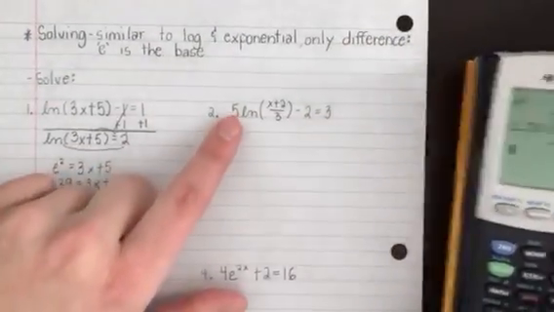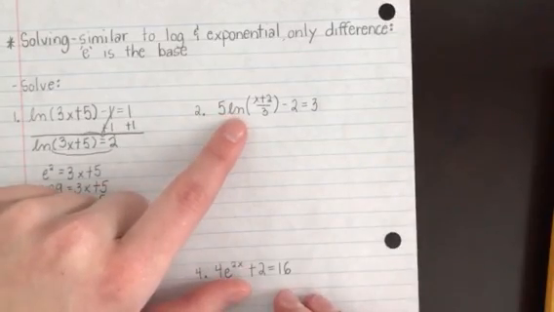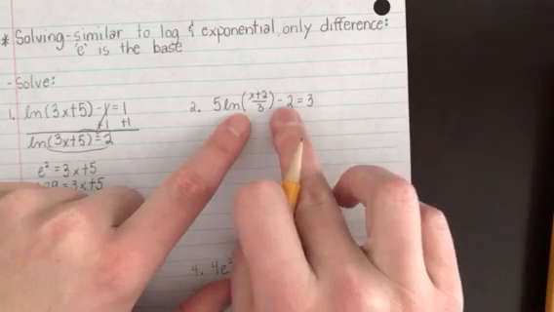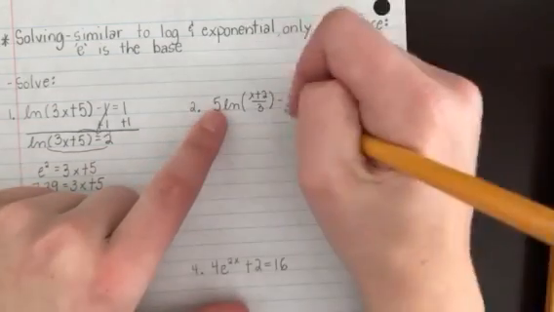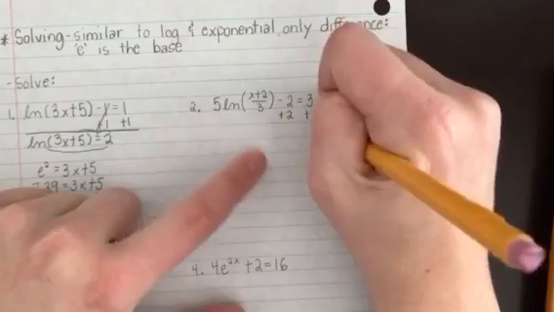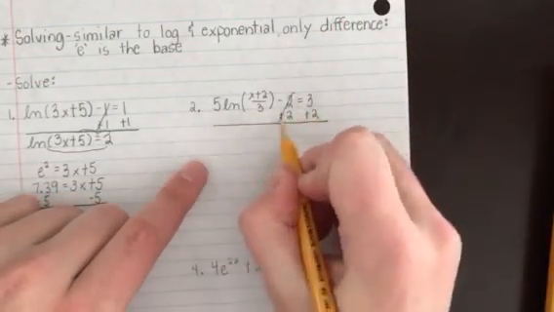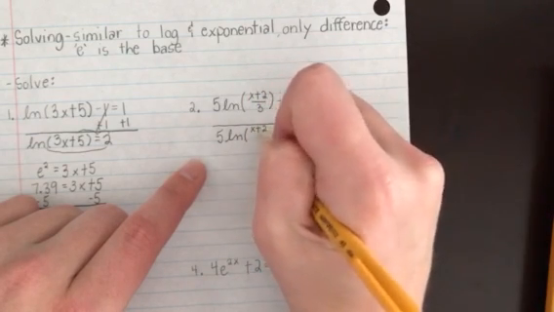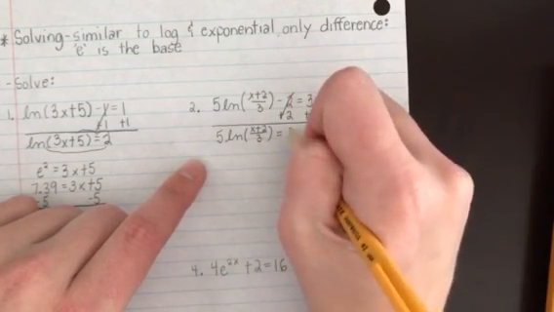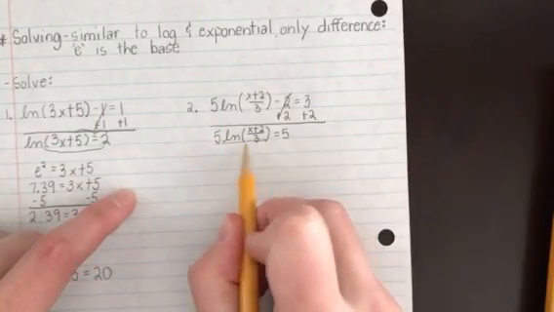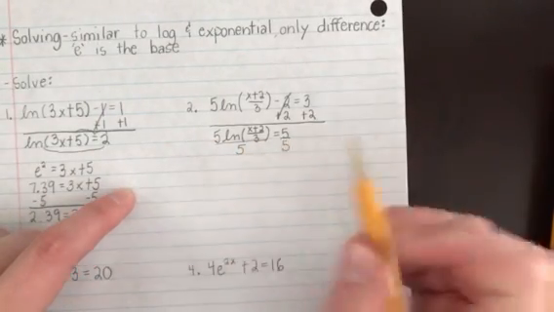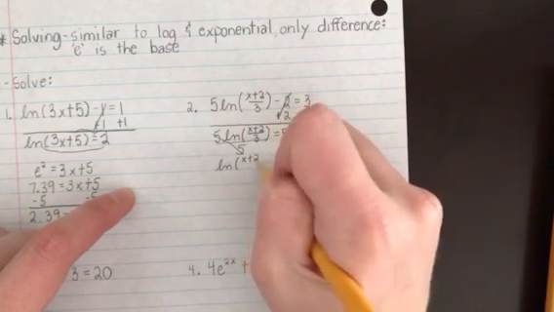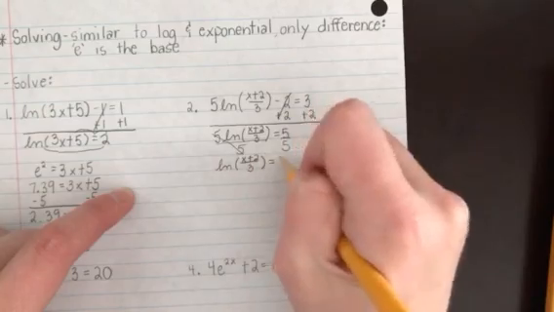Okay, now on this next one here, same thing, I'm solving a natural log. I need to isolate the natural log. That means I need to get rid of the minus 2 here, and I need to get rid of the 5 here. So going in order, I'm going to add 2 to both sides. So 5 natural log of x plus 2 divided by 3 equals 5. Divide both sides by 5. Okay, so natural log of x plus 2 divided by 3 equals 1.